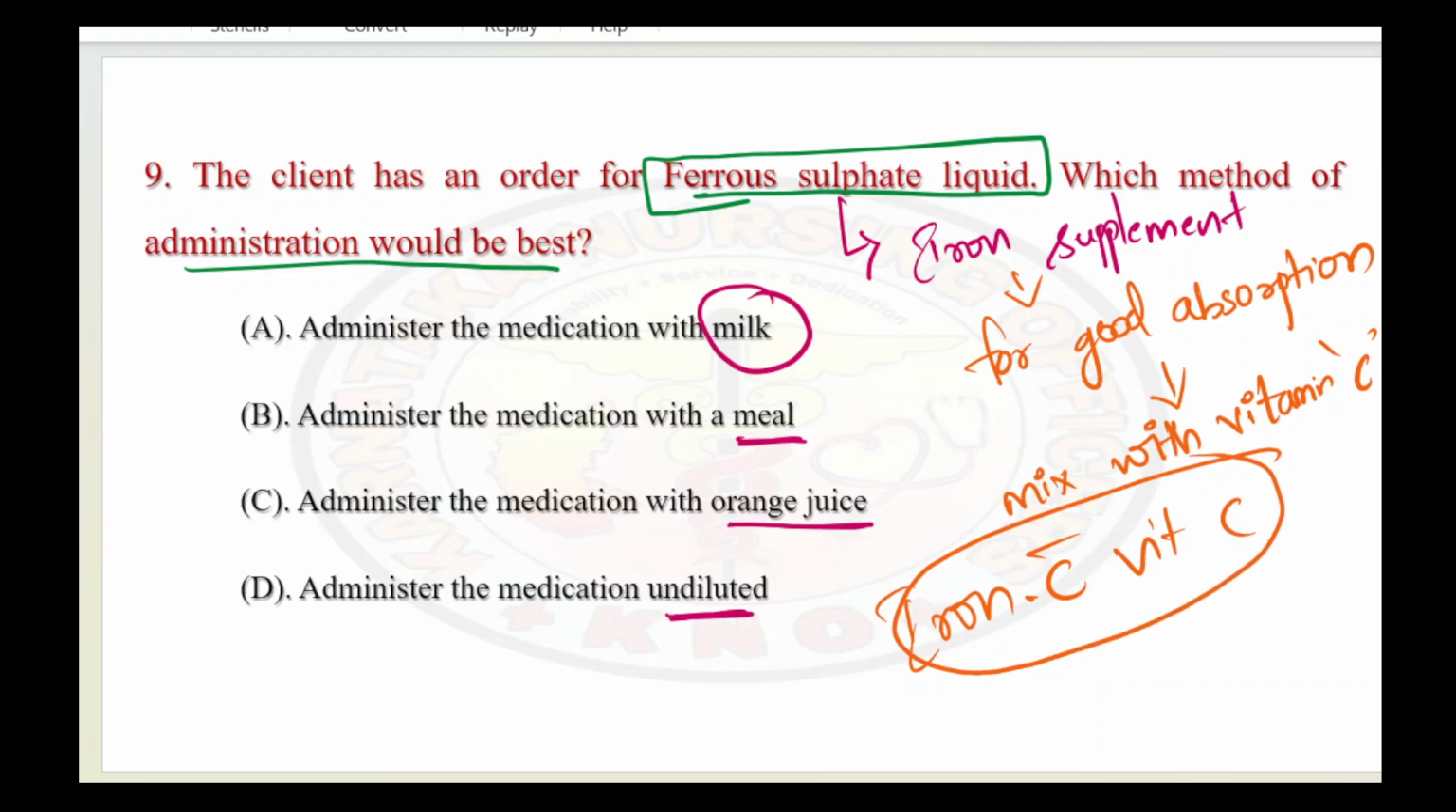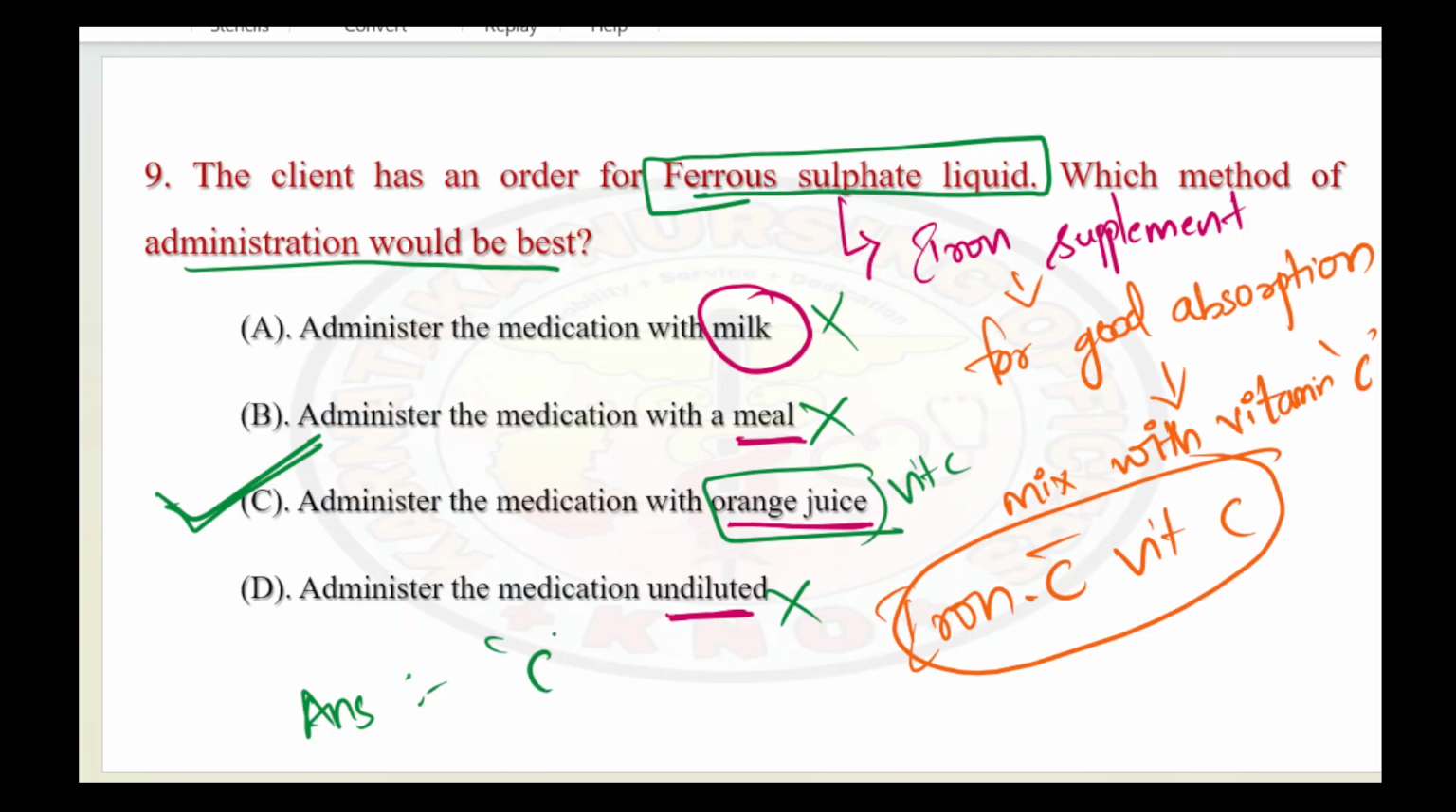So here the option is C. Administer the medication with orange juice. So that is the answer. It is not about the meal or milk or dilution. It is with what liquids we are going to give the iron. Preferably we have to give it with vitamin C. Answer is C.